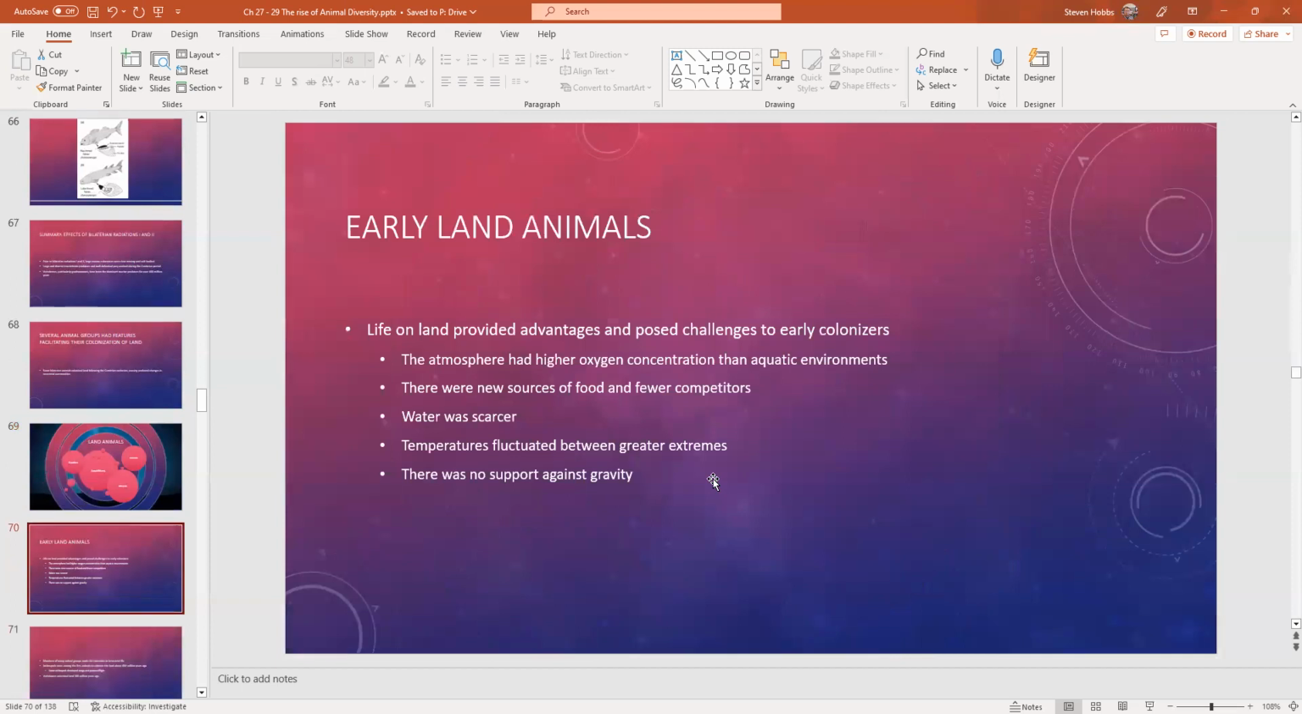So early land animals, we start seeing these advantages of being out of the water where we don't have predators, but we also see some challenges that are being overcome, if you will. So the atmosphere had high oxygen concentration, which means lots of energy can be produced if we do it right. There are new food sources and fewer competitors now that land plants have developed and fungus.